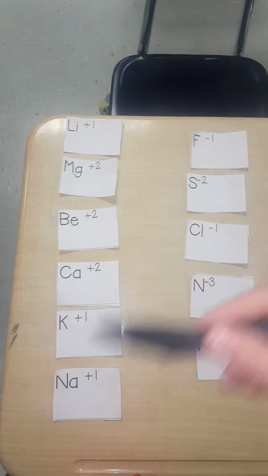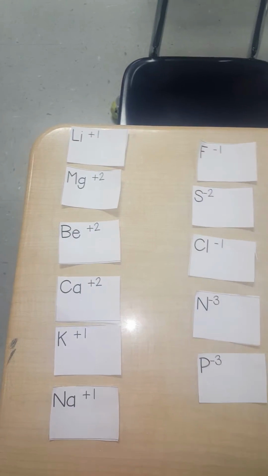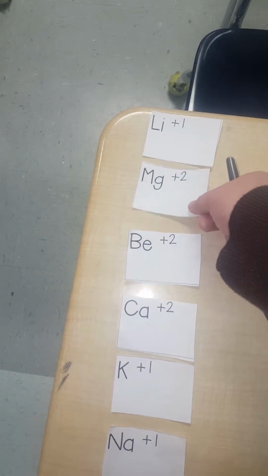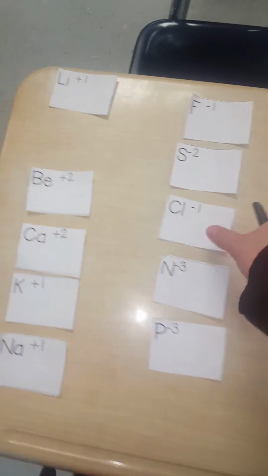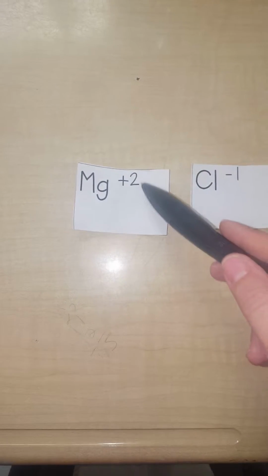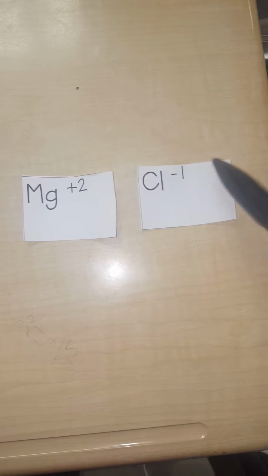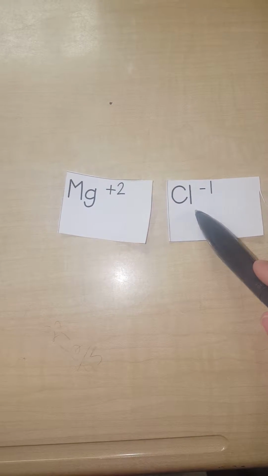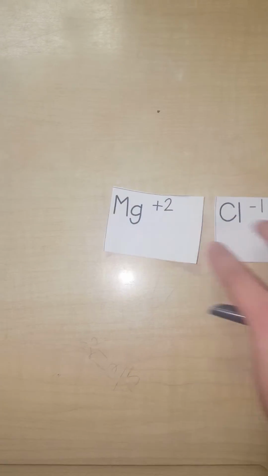Once you have your cards sorted into 2 piles, pick any 2: 1 positive ion and 1 negative ion. The first one I'm going to pick is magnesium, and the second one I'm going to pick is chlorine. So I have laid out here magnesium with a +2 charge and chlorine with a -1 charge. These charges, we also call oxidation numbers. So magnesium has an oxidation number of +2, and chlorine has an oxidation number of -1. Now to show you how to name these, we're going to move over to the Promethean board.